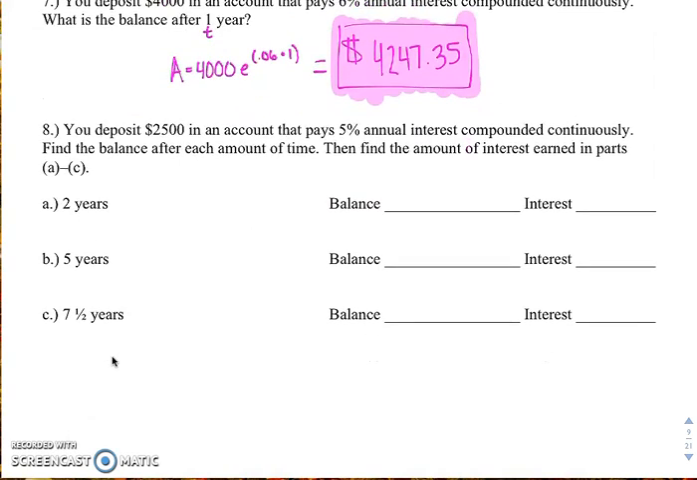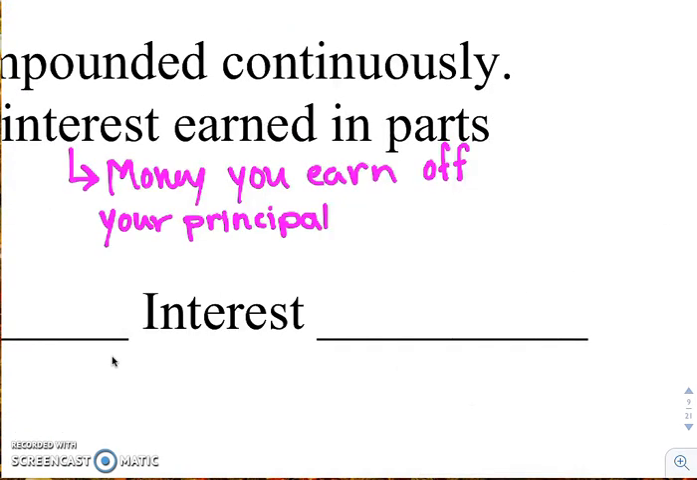So for number 8, it says you deposit $2,500 in an account that pays 5% annual interest compounded continuously. Find the balance after each amount of time, and then it wants you to find the interest. The interest is just money you earn off of your principal. So someone who has $3,000 in their account is going to earn a little more interest than someone that has $1,000 in their account, because it's the same rate. It may be the same rate for each person, but obviously the same rate of a larger sum of money is going to earn you back more money. So interest is just additional money.